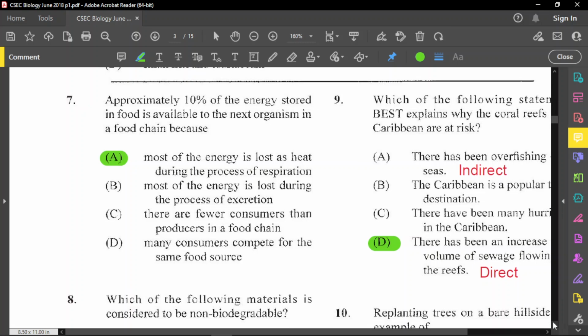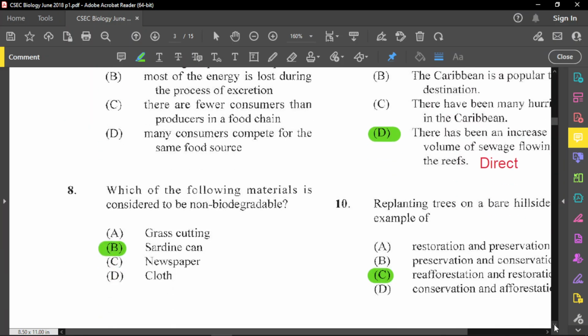Now for question number 7: approximately 10% of the energy stored in food is available to the next organism in a food chain because of what? And the answer here, well, this is not the exact question, but a similar question like this appeared before. It said most of the energy is lost as heat during the process of respiration. I think the question they had before was talking about respiration and excretion. So there's a slight adjustment, but yeah, it's a repeat question in a sense.